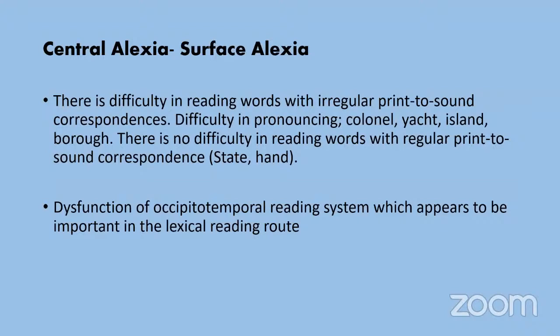In surface Alexia, there is a difficulty in reading words with irregular print to sound correspondences. There is difficulty in pronouncing colonel, act, island, borrow. There is no difficulty in reading words with regular print to sound correspondence, that is state and hand, they can easily do that. But there is difficulty in pronouncing words with irregular print to sound correspondence. Where is the dysfunction? The occipital-temporal reading system, which appears to be important in the lexical reading route.